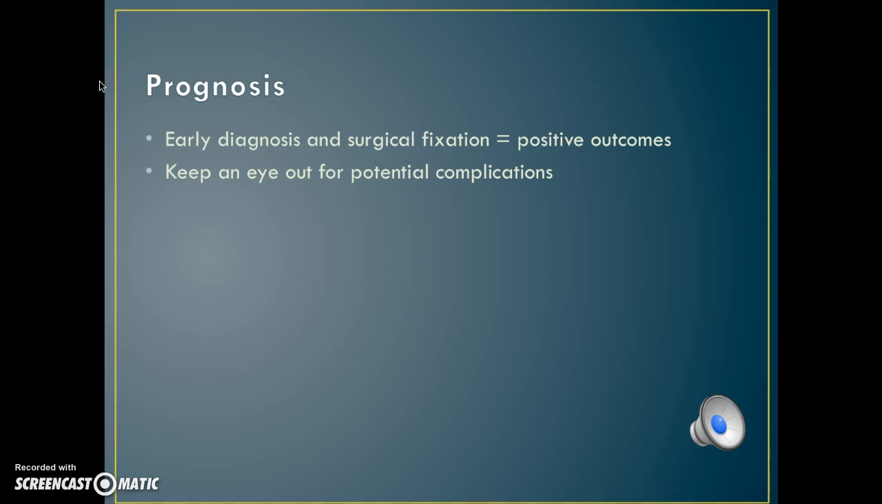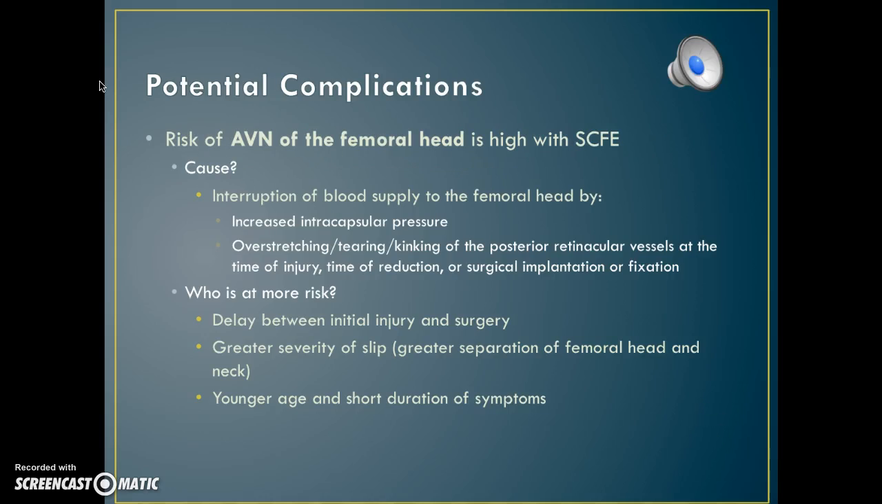With an early diagnosis and early surgery, the outcomes for patients with SCFE are very good. It's just important to keep an eye out for potential complications. One of the most common potential complications in a SCFE is the risk of an avascular necrosis of the femoral head. This is caused by an interruption of the blood supply to the femoral head from high pressure in the joint capsule and overstretching of the posterior retinacular vessels. Patients that are at a higher risk for the avascular necrosis are a patient with a delay between the initial injury and surgery, a greater severity of the slip, and younger age with a shorter duration of symptoms.